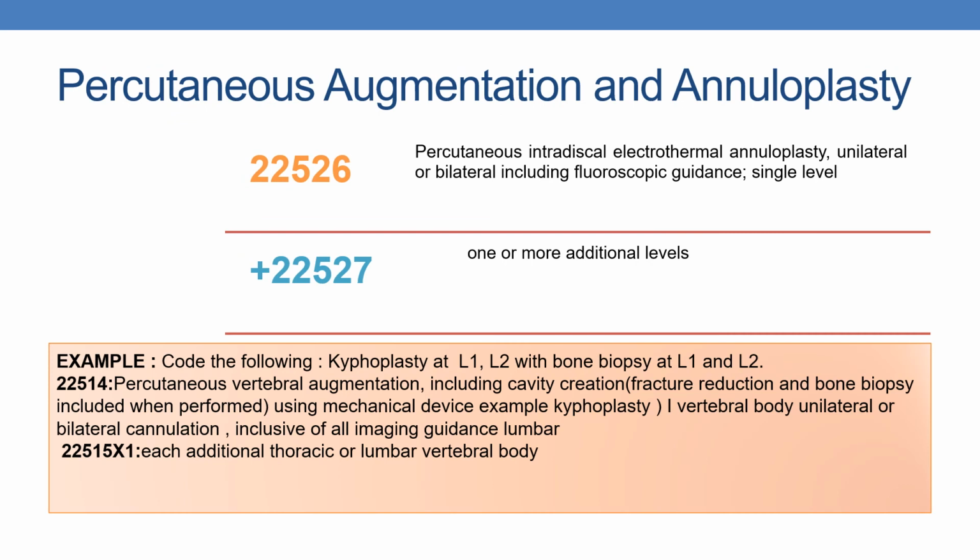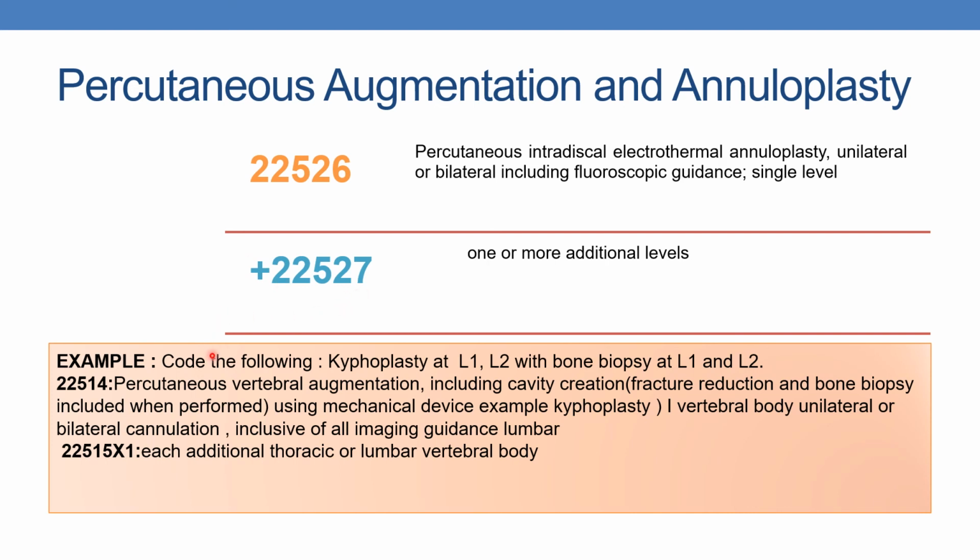The next code is 22526. Percutaneous intradiscal electrothermal annuloplasty, unilateral or bilateral including fluoroscopic guidance, single level. And for each additional level, one or more additional levels, you need to report this add-on code plus 22527.